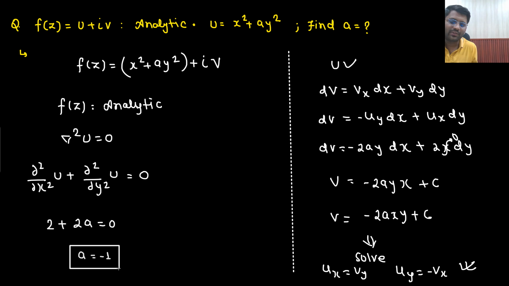So no need to follow the process. Just use the property. If f of z is analytic, then u will be a harmonic function. So del square u equals to 0, job done.